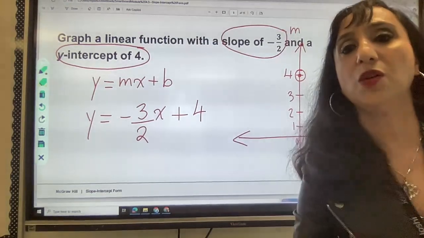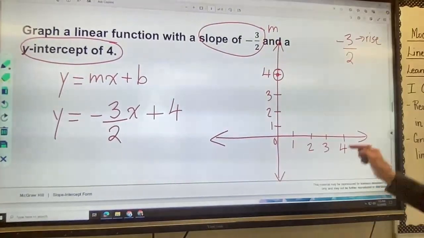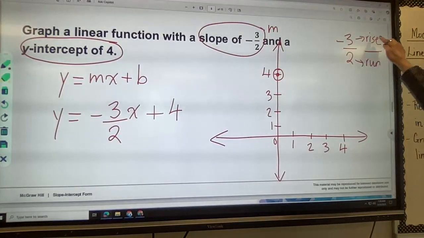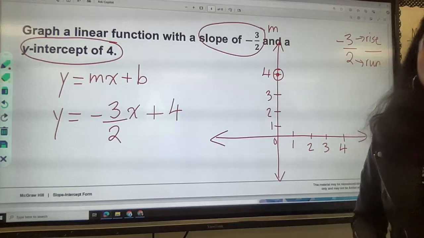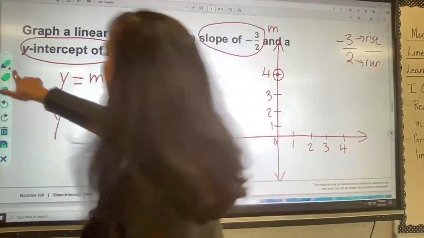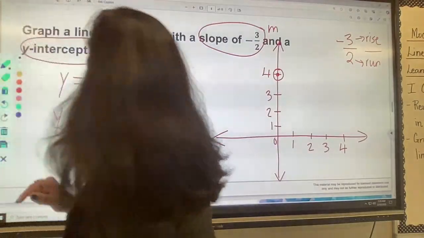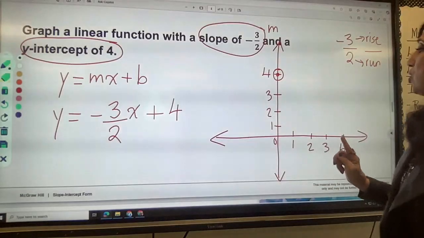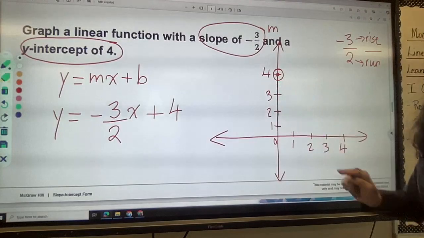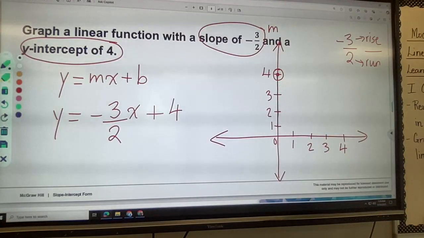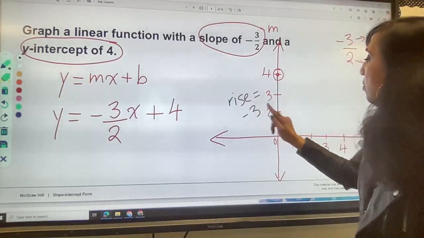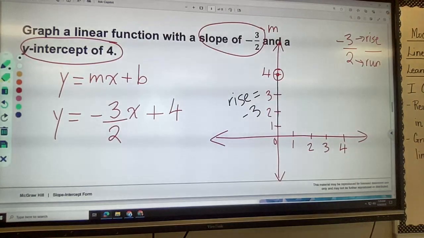Okay, and the 2 is called the run. This is the run. So we can say basically what? Rise over run. Since it's a downward slope, we are going to go, let me use a different color so you can see what I am doing. Okay, so it is going down 3. So 1, 2, 3. Okay, so my rise is negative 3. Okay, and my run is 2.